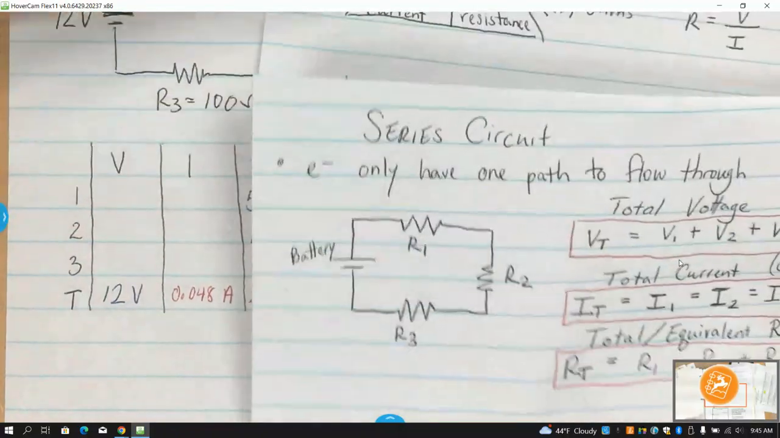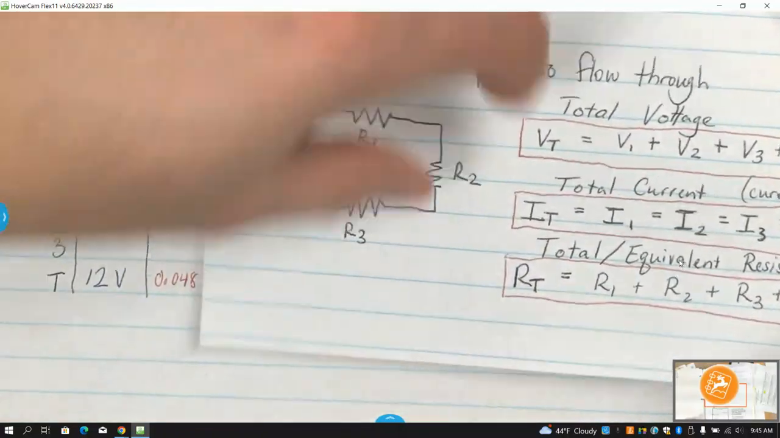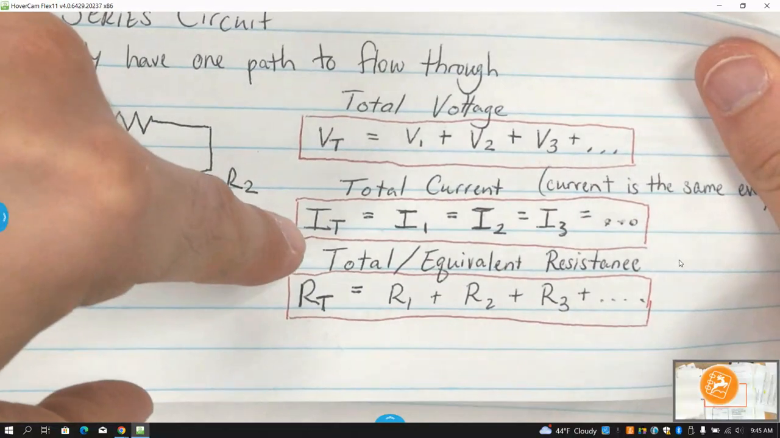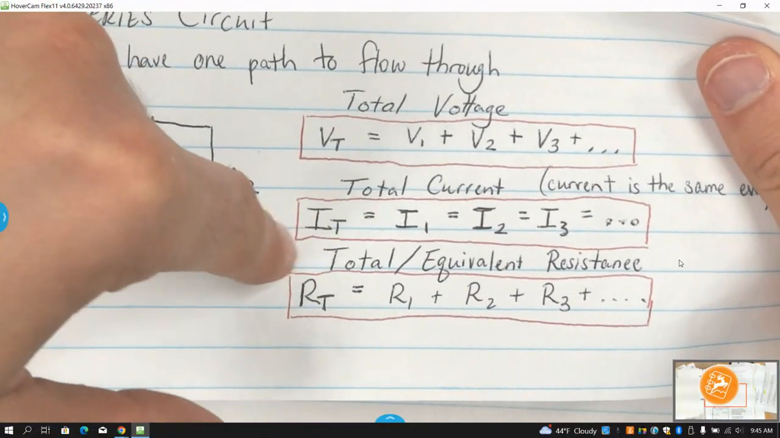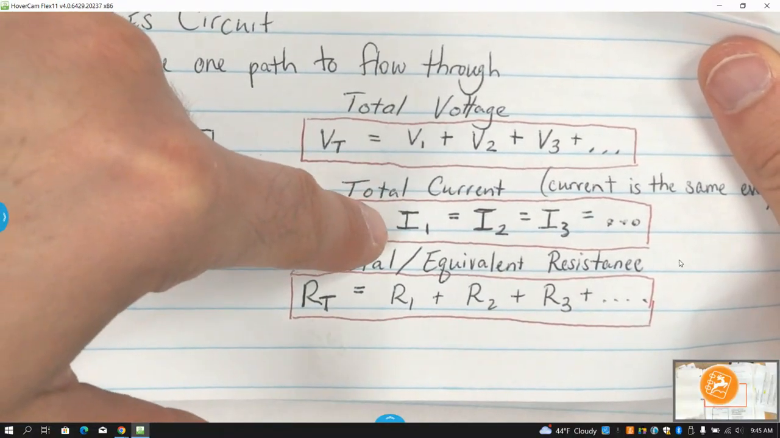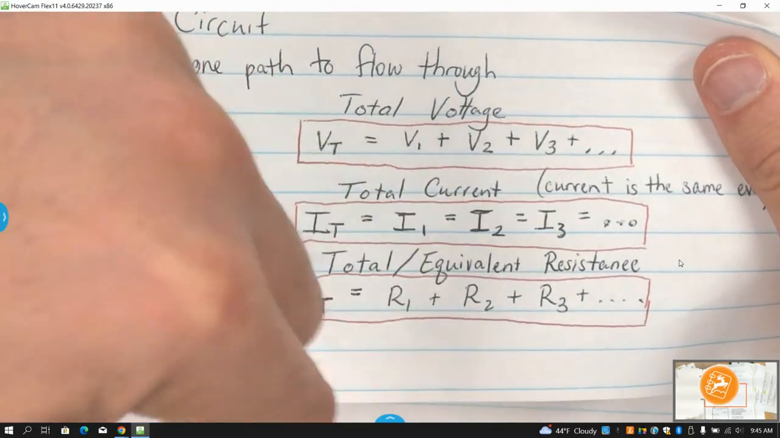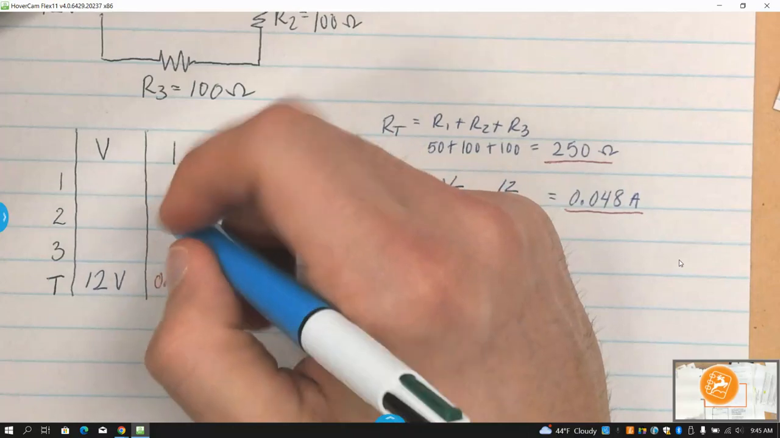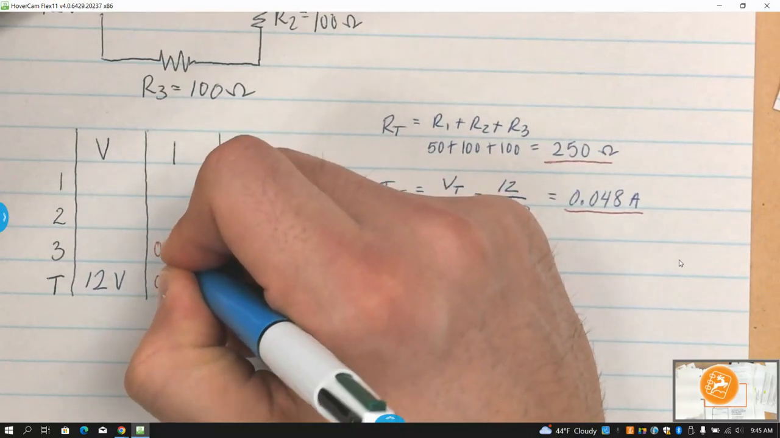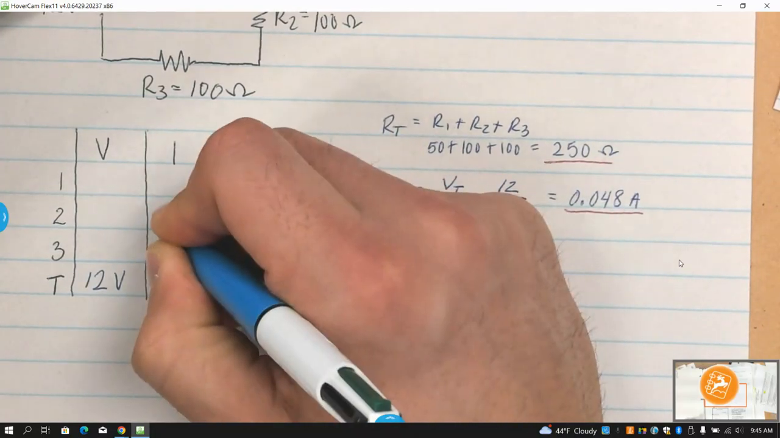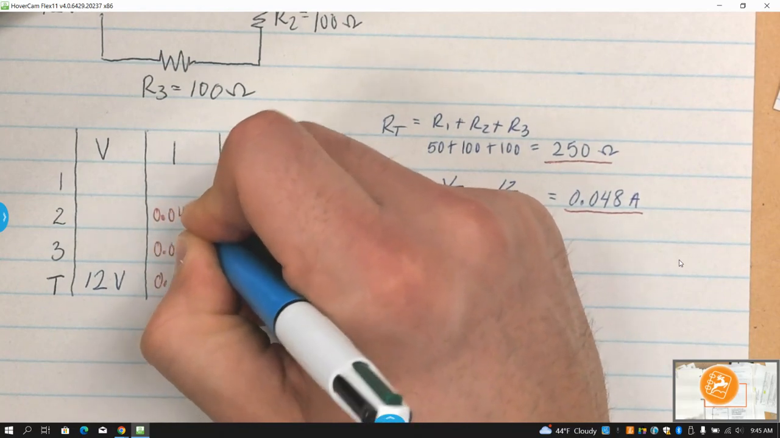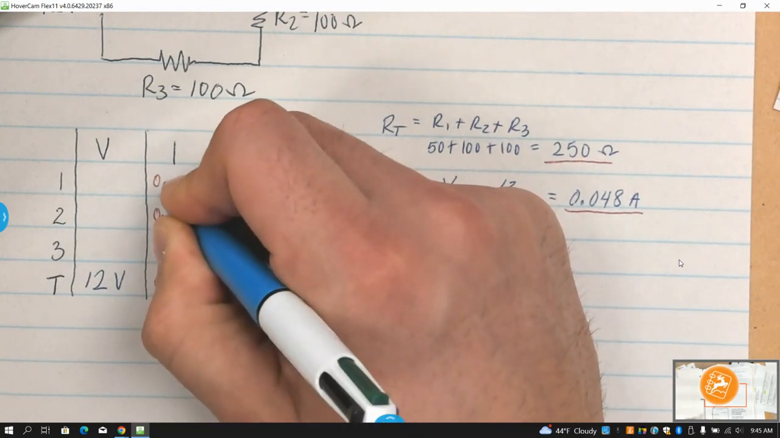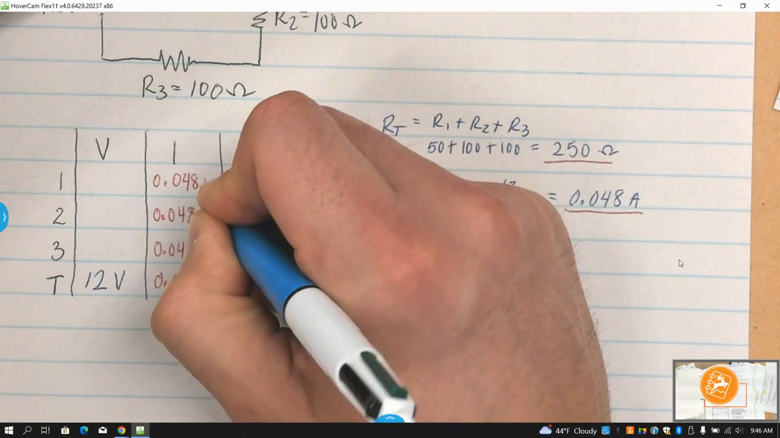I'm not sure what to do. Let me go back to my rules real quick. Total current. Once I know that, guess what? The total current is going to equal the current going through R1 and R2 and R3. So this is great. The current is now just the same everywhere. So 0.048, 0.048, and 0.048.